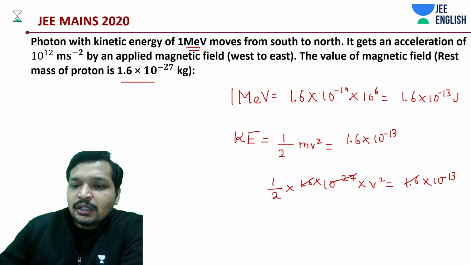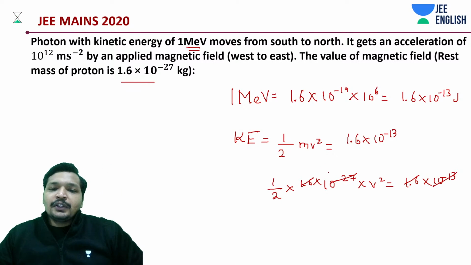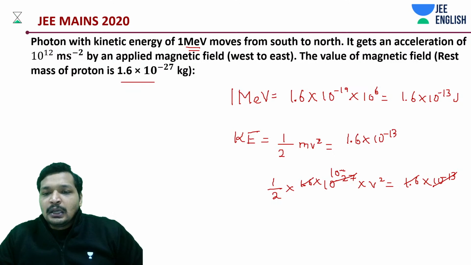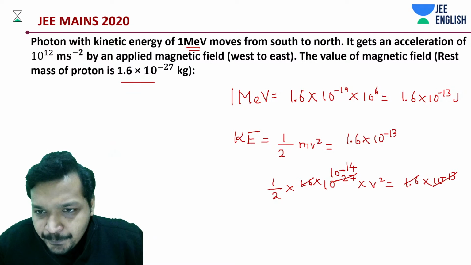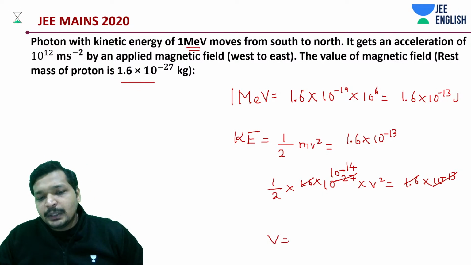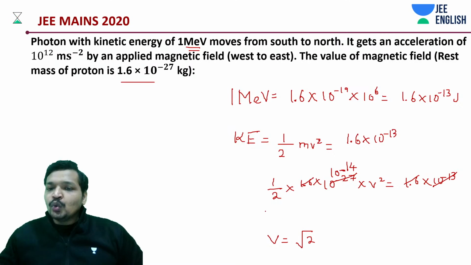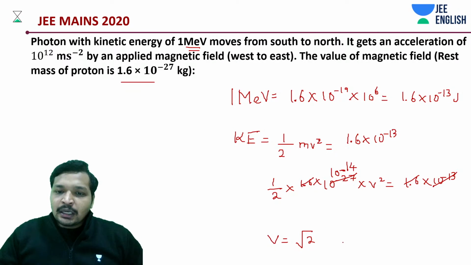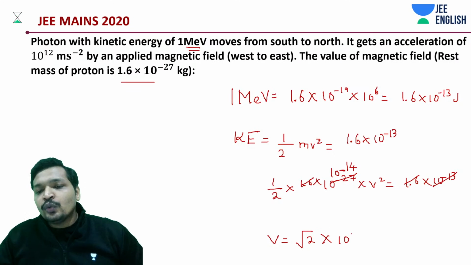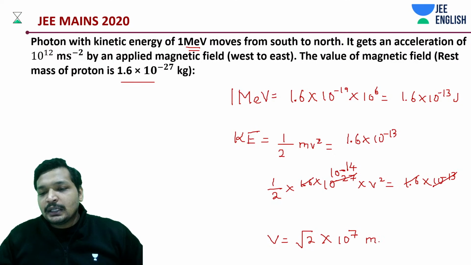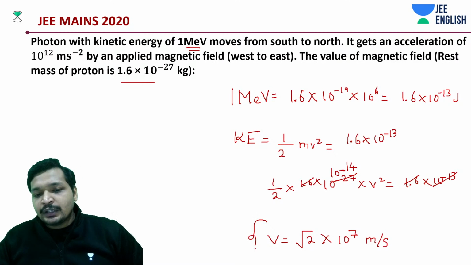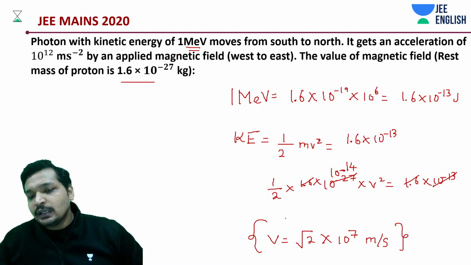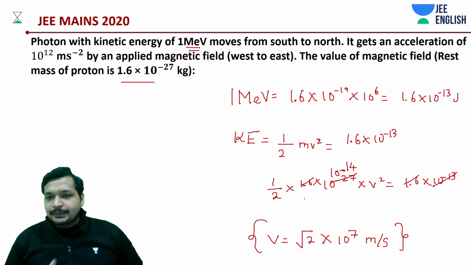1.6 gets cancelled out, 10 to the power minus 13 goes off, and you'll be getting something like 10 to the power minus 14. So V square is going to be 2 into 10 to the power plus 14, and ultimately when you work it out, you will get V to be root 2 into 10 to the power 7 meters per second. Right? That's it. Is that fine? Yes.